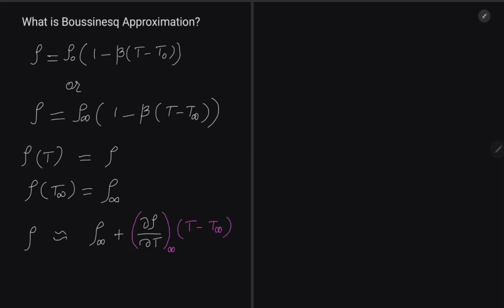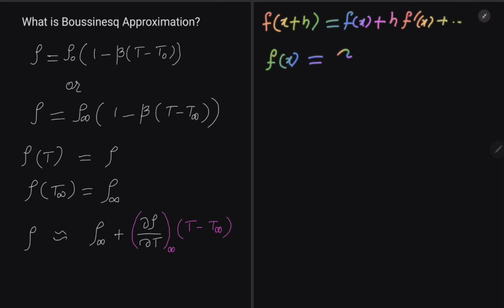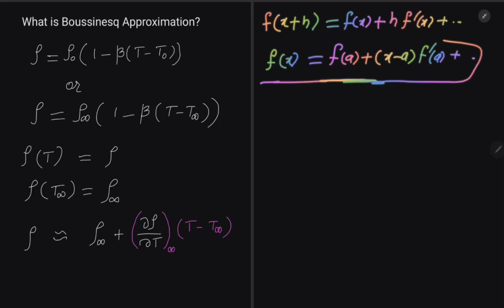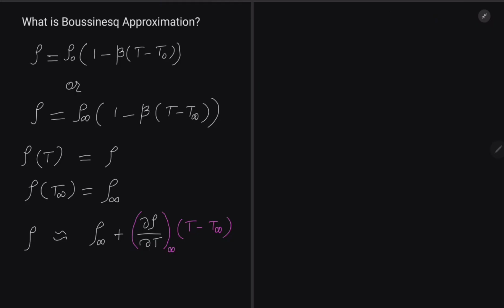Remember that we have different forms of Taylor series. I think you should memorize the Taylor series. It has different forms. For example, one is f of x plus h equals f of x plus h f dash of x, first order, and another one is f of x equals f of a plus x minus a f dash of a, and so on. We have used this form over here. Now this becomes very easy.